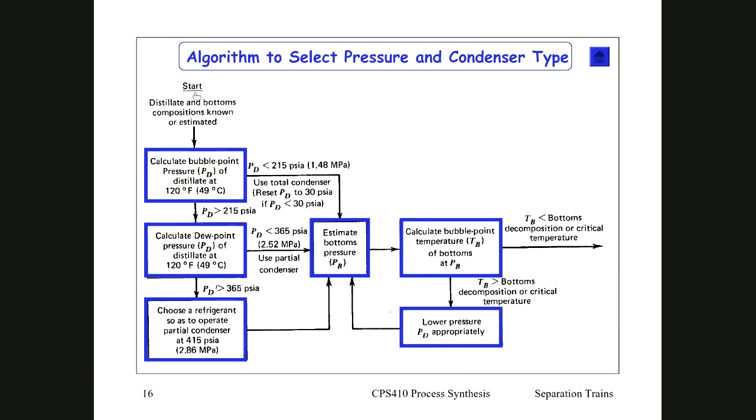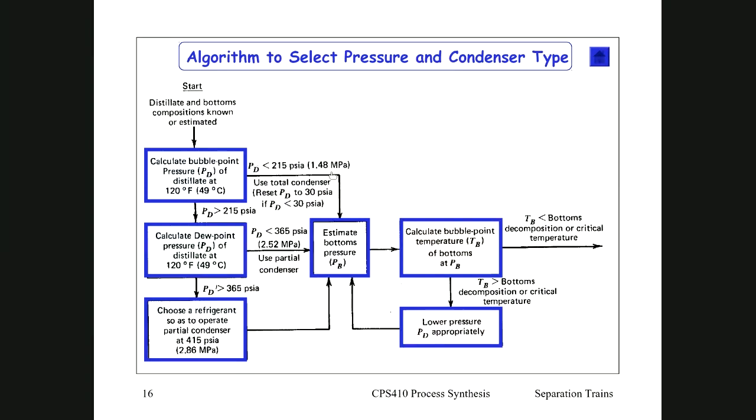So at the start, we know what separation we want. First, we calculate the bubble point of the distillate at 49 degrees C. We're using that temperature because then we could use cooling water for the condenser. So if that pressure of the distillate is less than 14.8 bar, 1.48 megapascal, then you're fine.